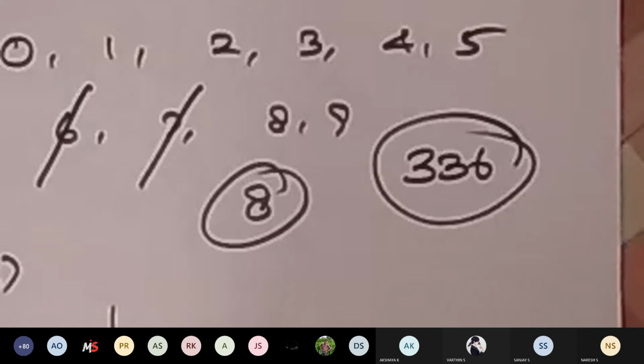Question number 6. The last question. Just give me a clue in this question. Given 5 flags of different colors. So 5 colored flags are there. How many different signals can be generated?